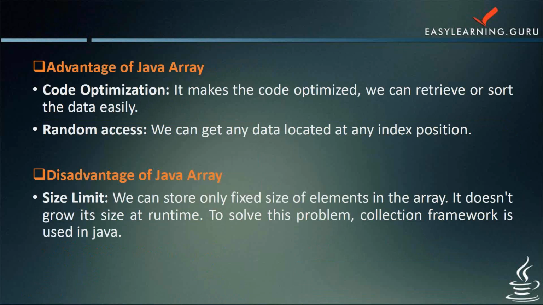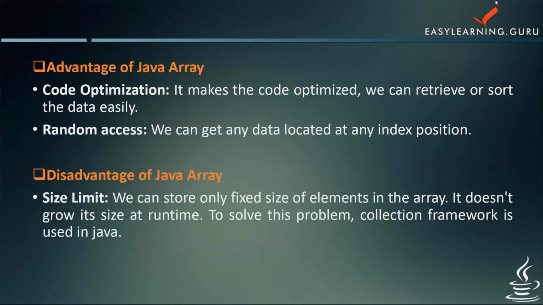Arrays also allow random accessing of the elements. That is, any element of the array can be randomly accessed using indexes. Further, code optimization is also present. That is, it makes the code optimized and we can retrieve the data easily.